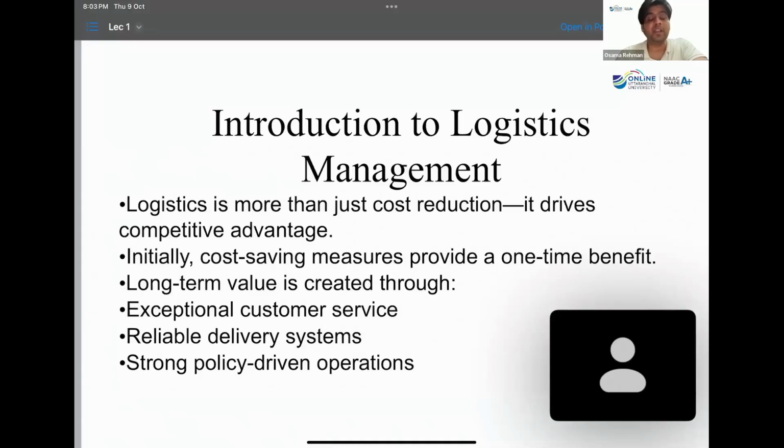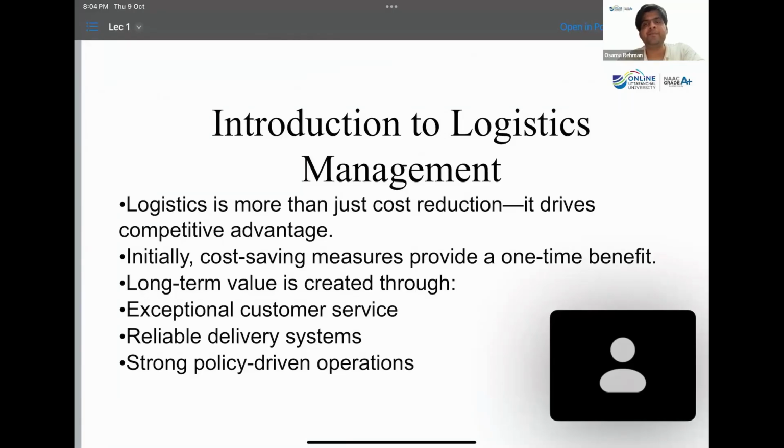circumstances. If you go to the definition in a book, according to the Council of Supply Chain Management Professionals, logistics management is a part of supply chain management that plans, implements, and controls the efficient, effective forward and reverse flow and storage of goods, services, and the related information between the point of origin and the point of consumption to meet customer requirement.